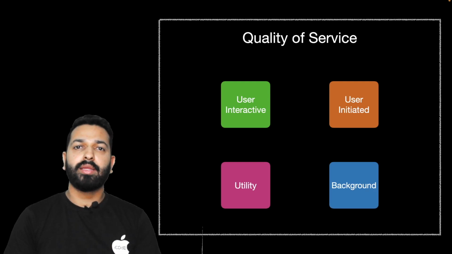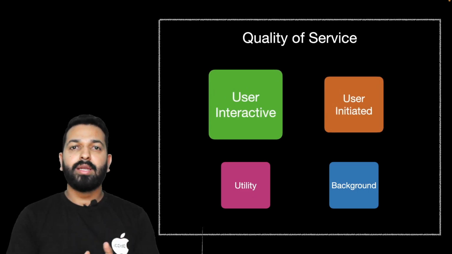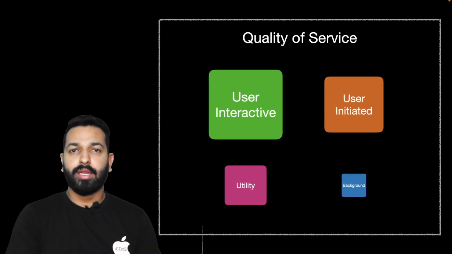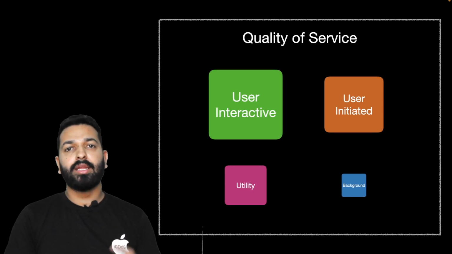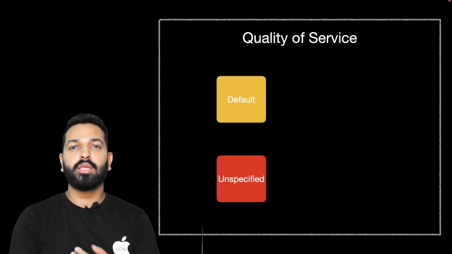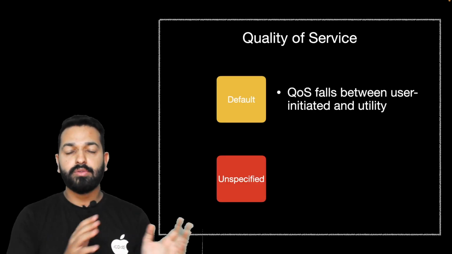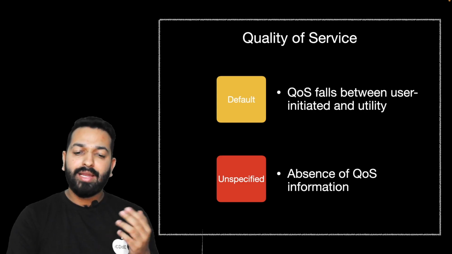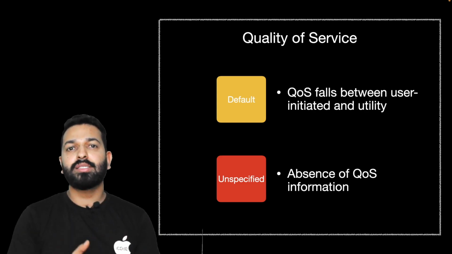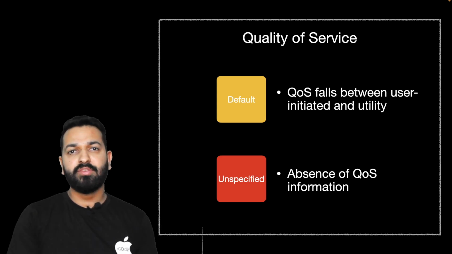Now comes the priority, that is, how the system will allocate the resources for each of these services. It goes in this decreasing order. User interactive has the most priority. Then comes user initiated, then utility, and then background. Apart from these four, there are two other QoS: one is default and one is unspecified. Default falls between user initiated and utility, while unspecified is where QoS information is missing. The absence of QoS information is treated as unspecified, and priority wise it is the least.